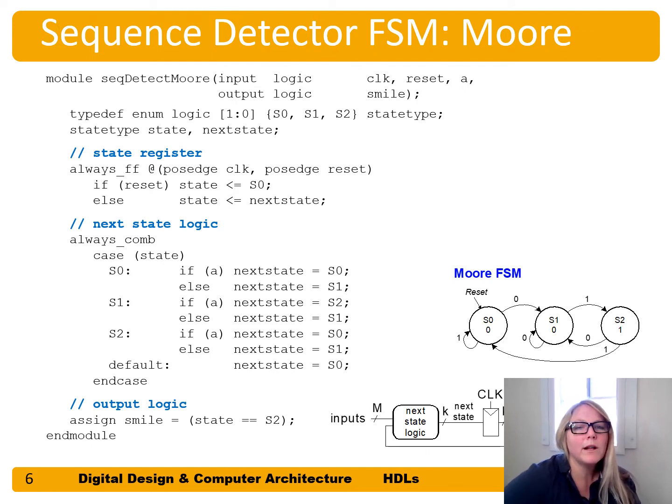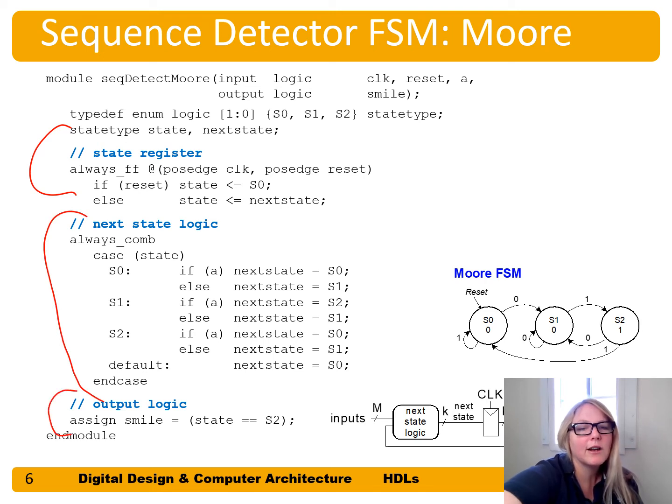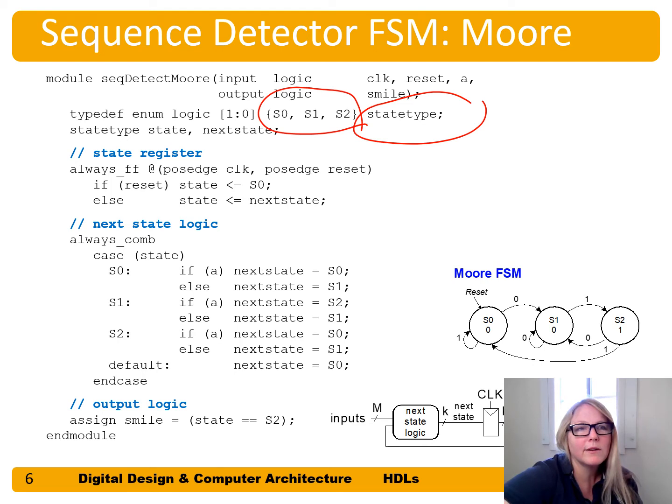We have our 3 blocks of logic: our state register, our next state logic, and our output logic, just like in hardware. This is hardware, but we're describing it. This is a behavioral module. And we have our state type. Here we have 3 states again, so we just need bits 1 to 0.